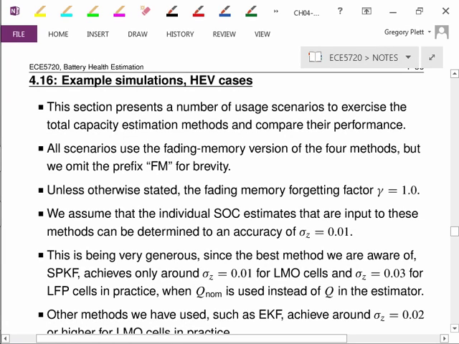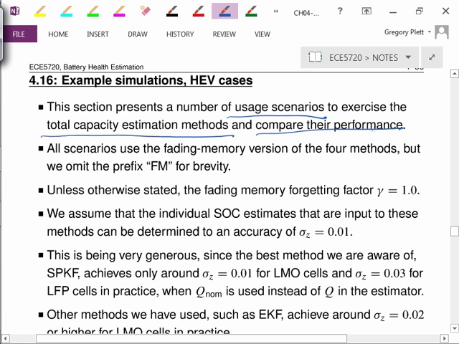To close the chapter out, we get to put aside the math and look at some results that are typical of hybrid electric vehicle and electric vehicle type operating scenarios to see which methods appear to work well and which don't appear to work well in each setting. So we're going to look at some usage scenarios. We're going to exercise all the methods that we've seen so far, and we're going to compare the performance.